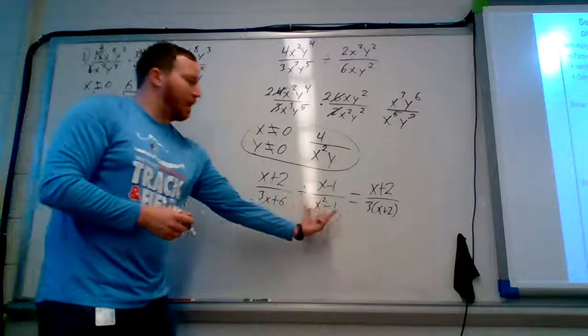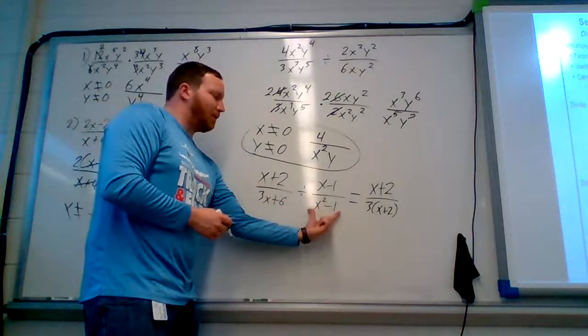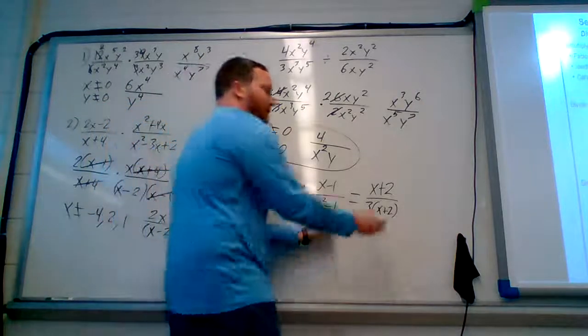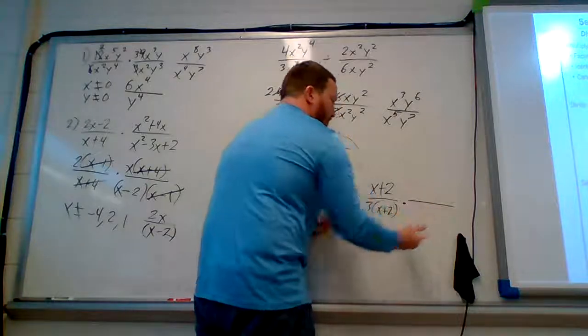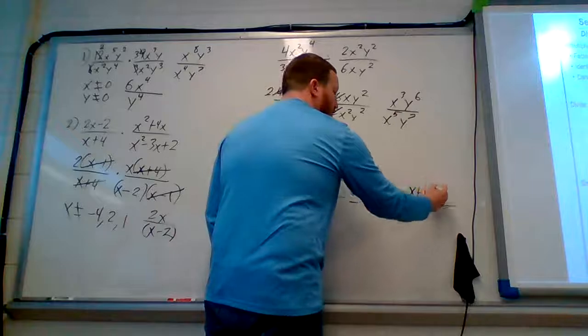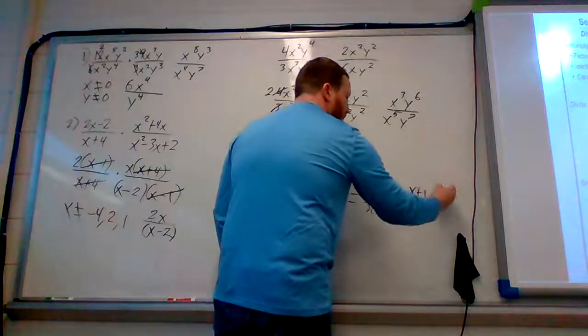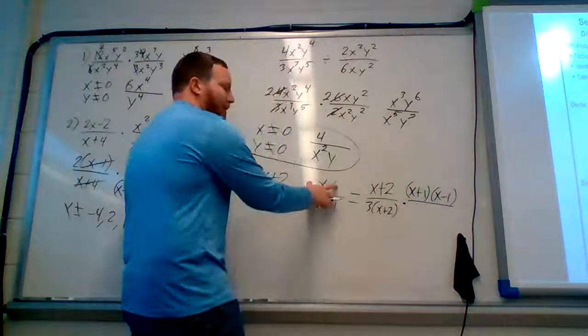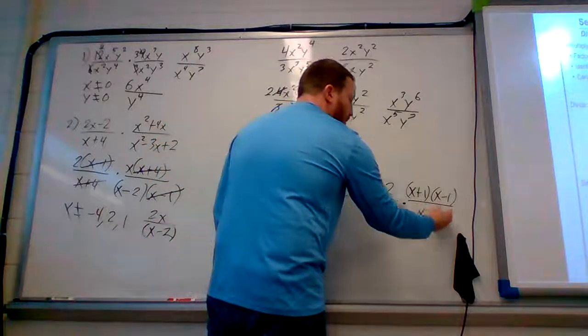Now we need to flip our second, or our divisor. So we've got x squared minus 1. Turn it to a multiplication problem. So we can factor that x squared minus 1 into x plus 1, x minus 1. And then my x minus 1 just moves to my denominator.